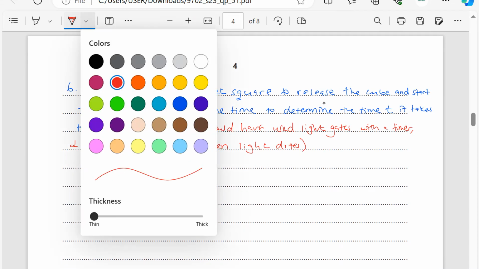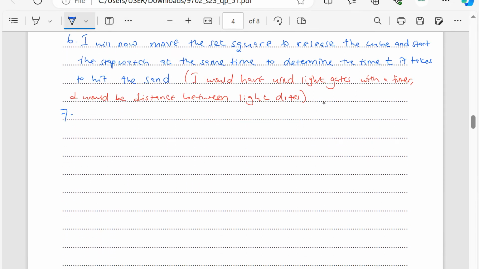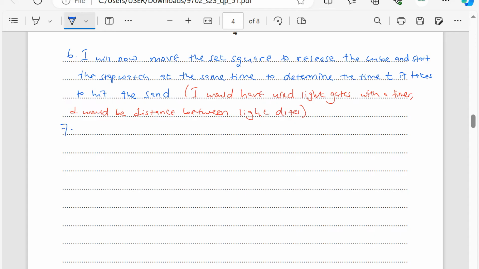Then step number 7. Since I'm using a stopwatch, I have to repeat step 6 for the same value of theta, so that I obtain an average value of t.